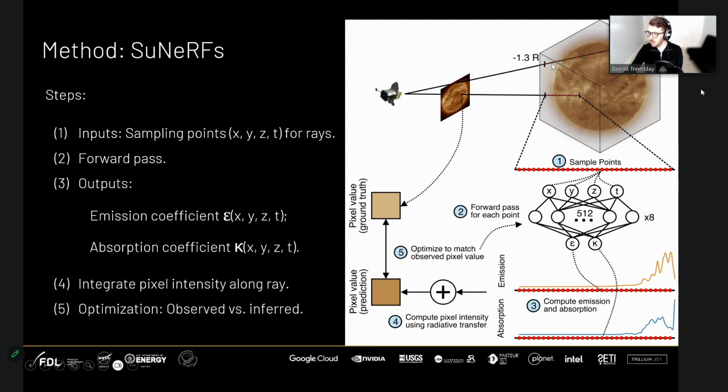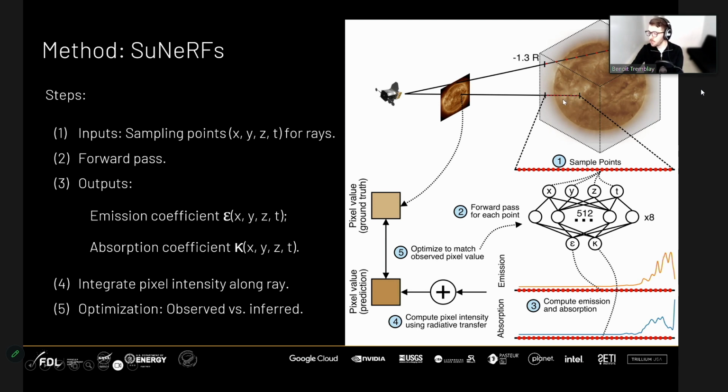And the way neural radiance fields work is you start a light ray from the satellite, you make it go through a pixel of the image and travel all the way inside the 3D volume that we have for our sun. And then inside the volume, along the light ray, we're going to sample different points. And basically for each of those sample points, we define a position and a time.